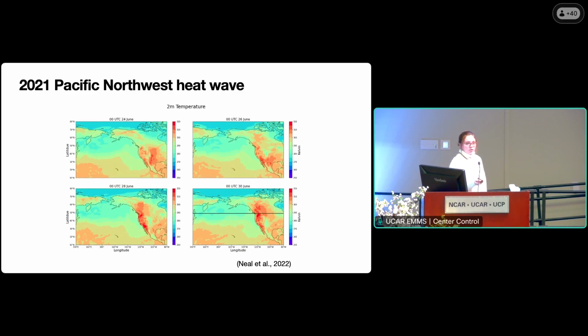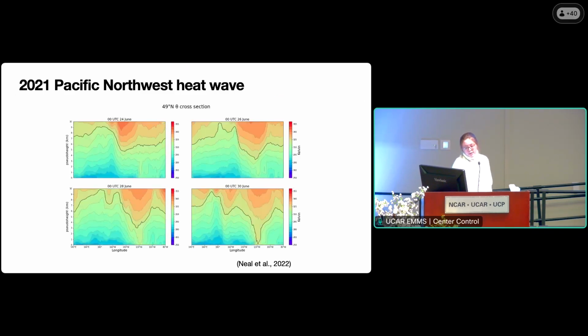If we go ahead and draw a transect along 49 degrees north, right through the center of that region, we can see that warming was actually top down. So on the 24th of June, prior to the heat wave at the surface, you see a warm anomaly appear in the upper troposphere, slightly upstream of the heat event, with descent of isentropes over the following days until by peak heat wave around 30 June, you have this very tall, anomalously warm column of air over the heat wave region.